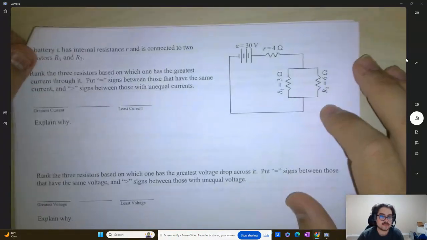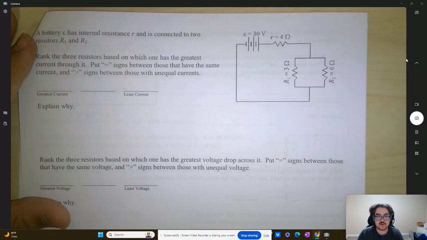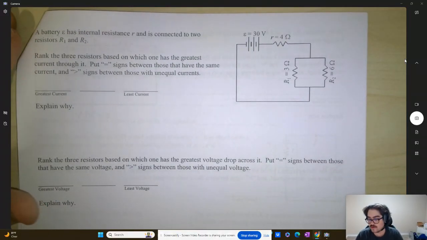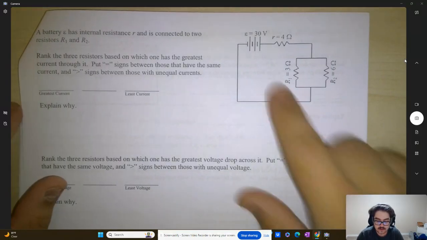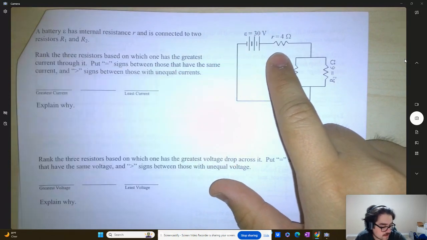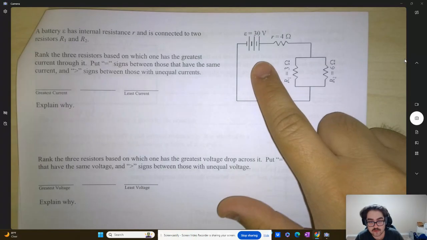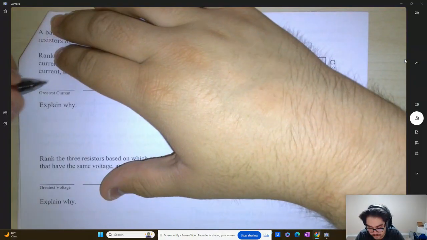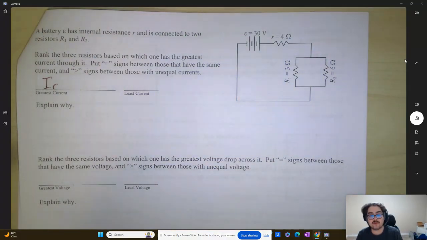All right, example number 3. We have a battery epsilon with internal resistance r connected to 2 resistors, R1 and R2. Rank the 3 resistors based on which one has the greatest current through it, put equal signs, and you get the point. So first and foremost, if our current's leaving the battery, all of it's going through little r. So the greatest current is of course going to go through little r, so we'll call that I sub little r.